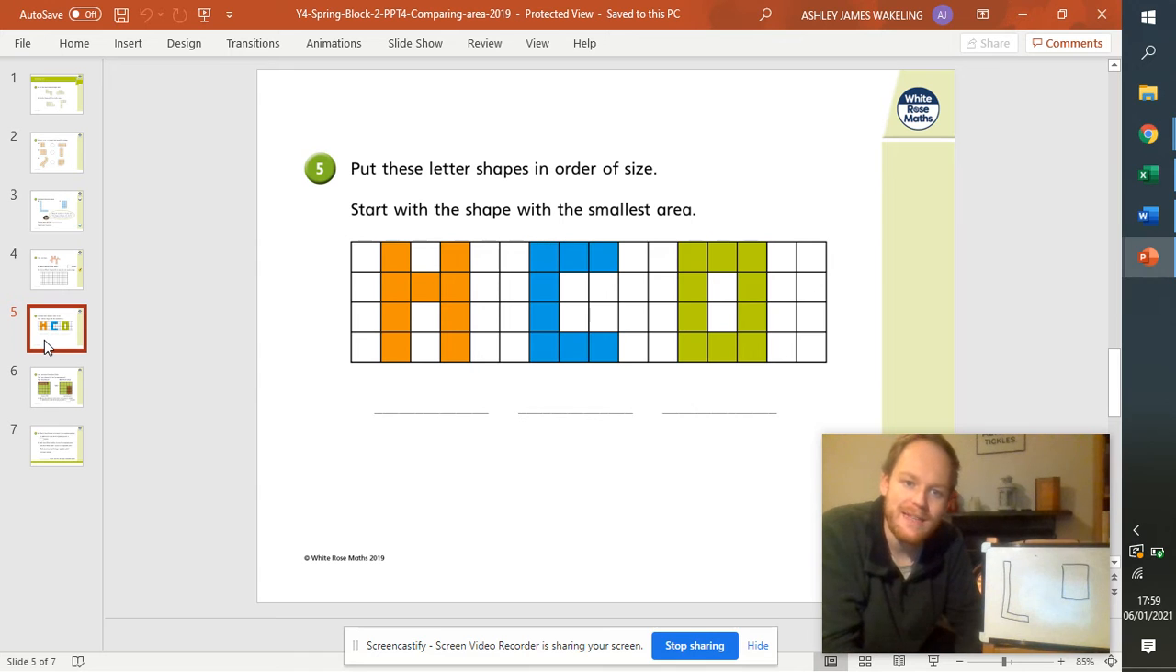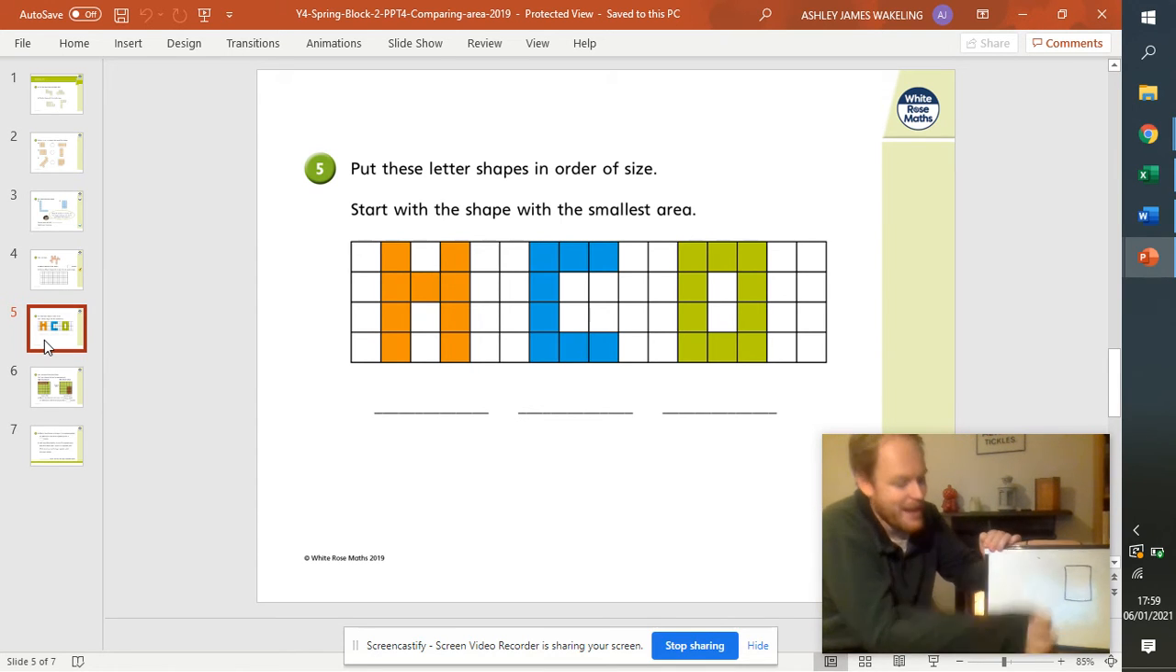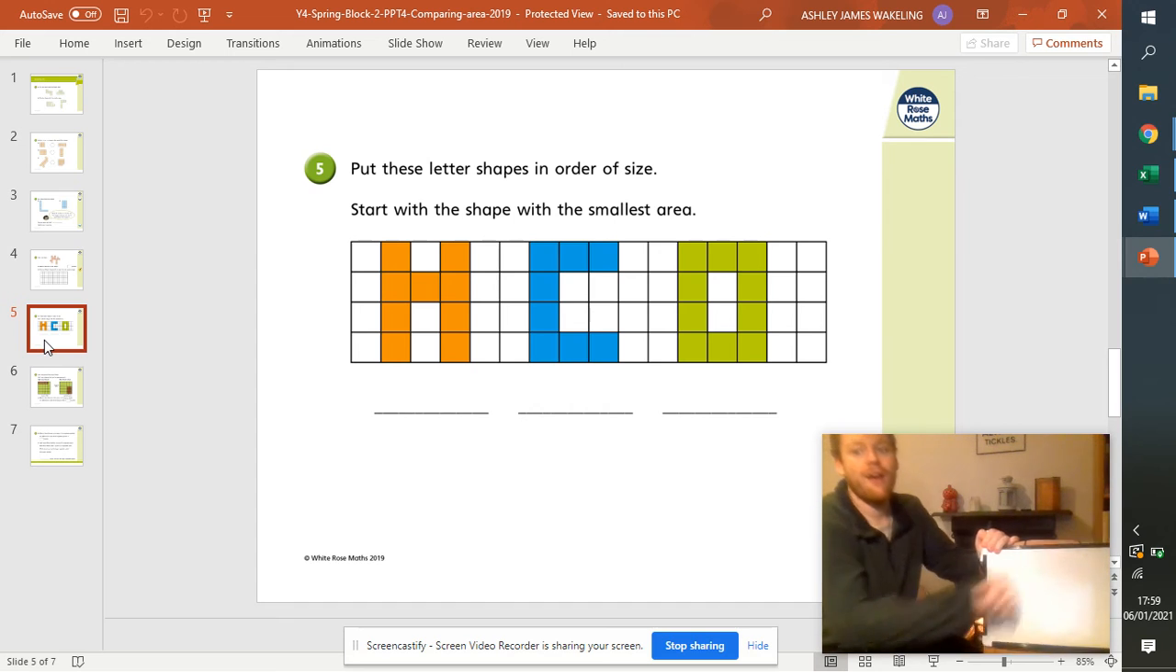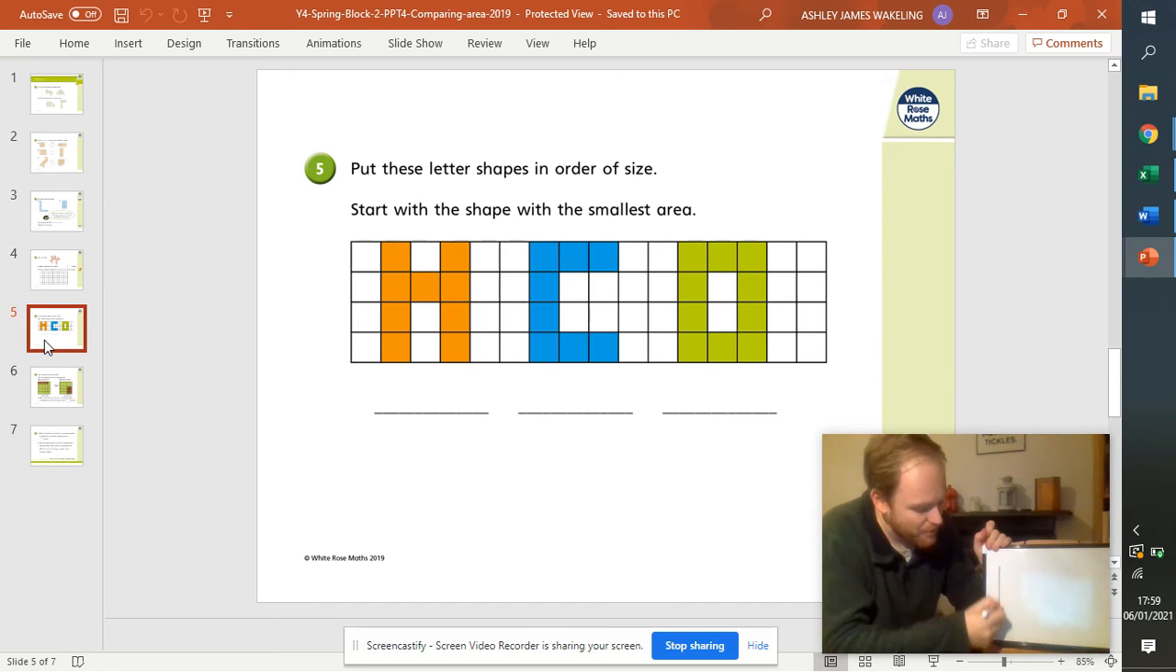Number 5, put these letter shapes in order of size. So you've got an H, a C, and an O. The H, they're all 4 squares high. Here we go, 2, 3, 4. Just to help you, I'll do the first one for you. The H has got an area of 1, 2, 3, 4, 5, 6, 7, 8, 9 squares. The C has got something slightly different, and the O has got something slightly different. Which one is biggest? Which one is smallest? Which one goes in the middle?